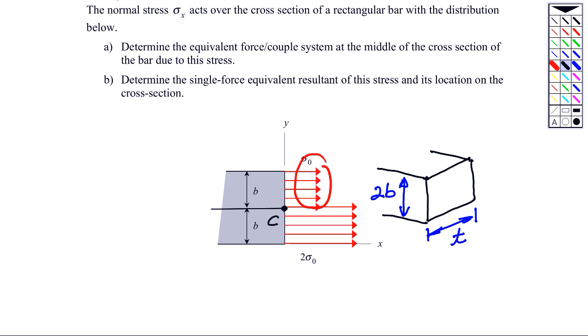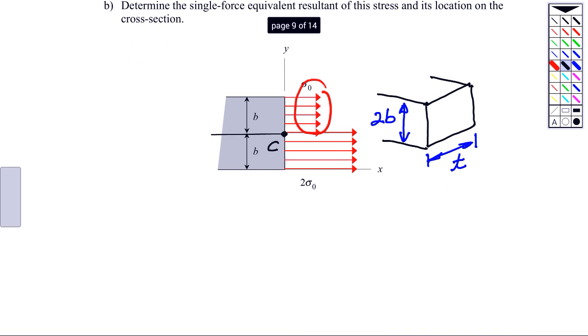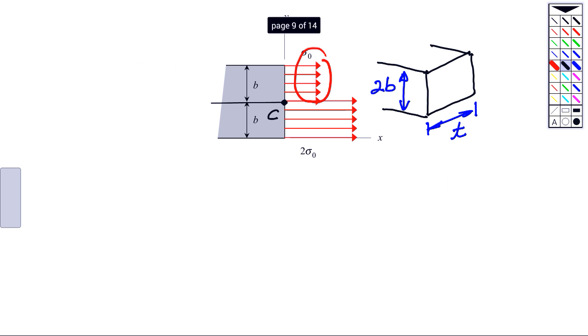What we want to do is replace that two-part uniform distribution of stress in part A by a single force and a couple, and in part B, if we wanted to replace it just by a force by itself, where would that equivalent force need to be?